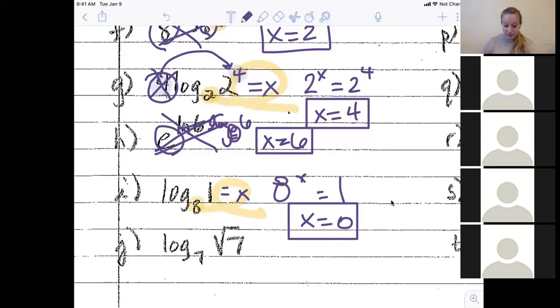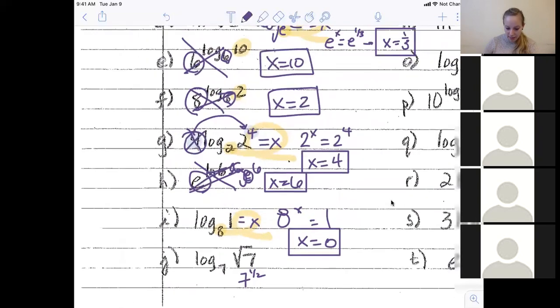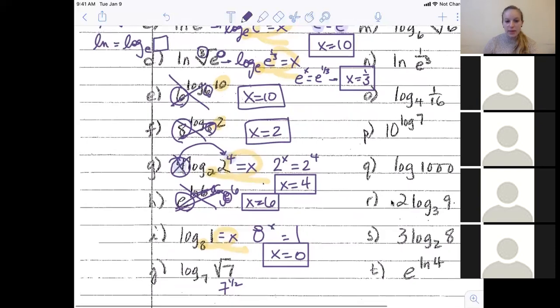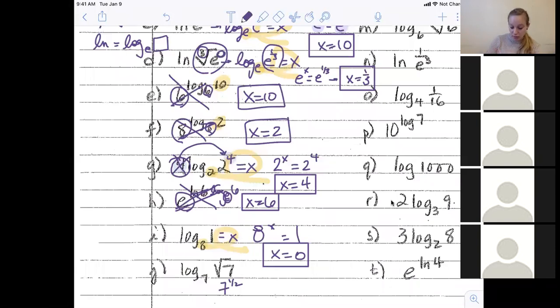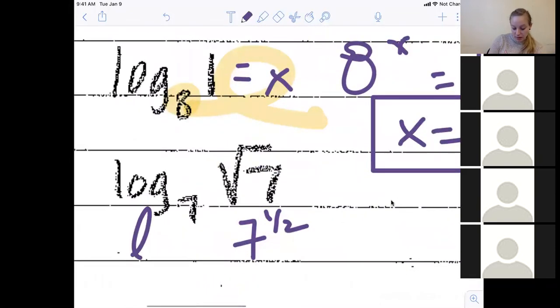And then last, I have just a square root, no number with that radical. Don't forget that that's the same thing as 7 to the 1/2, just like I did on letter D, where the cubic root became e to the 1/3. If there is no number with that radical, we assume that it's 2. We assume it's a square root. So that's the same thing as 7 to the 1/2. So I've got log base 7 of 7 to the 1/2.